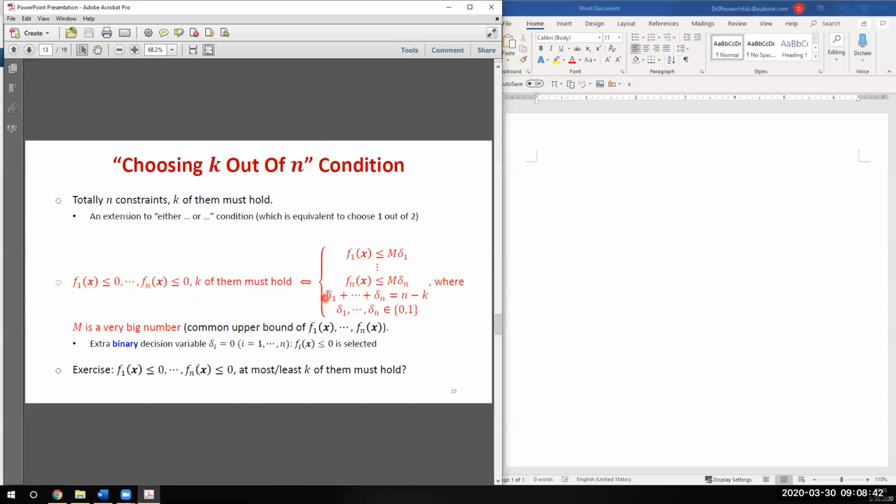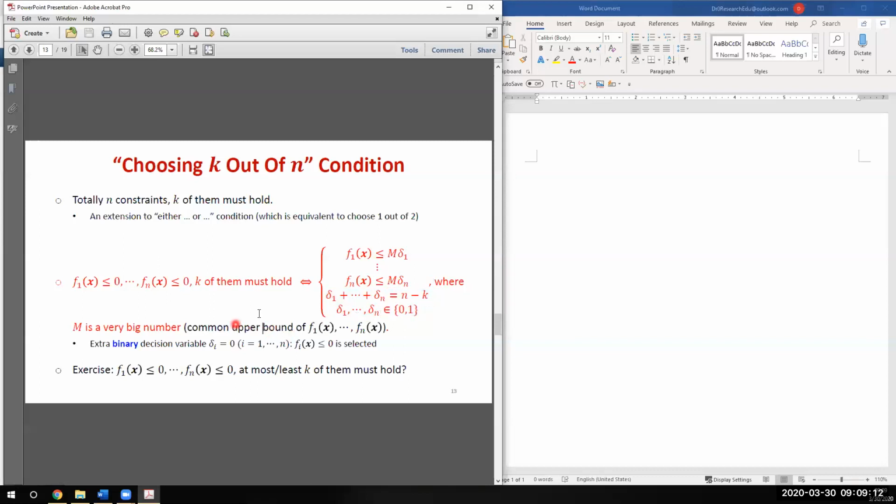One very important thing is that the summation of delta must be equal to n minus k rather than k. Why? Because again, delta i equal to 0 means it is satisfied. So how many constraints must be satisfied? k of them. So you should have k zeros. In other words, you should have n minus k ones. So delta 1 plus and so on plus delta n equals n minus k.